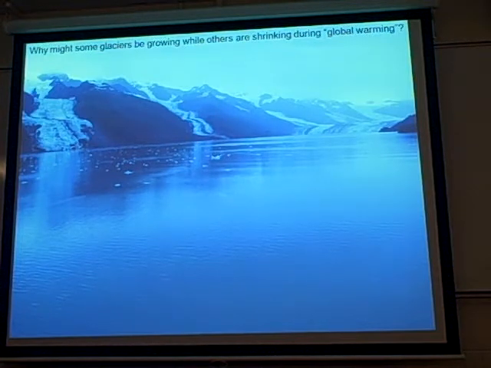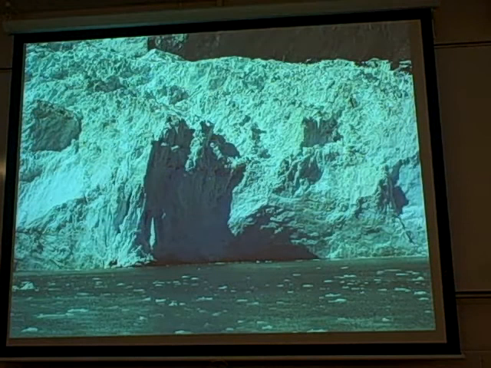So that's the question here. Why might some glaciers be growing while others are shrinking during global warming? Well, that's the interesting thing: although it looks like most of the glaciers of the world are shrinking right now, some are growing, and that's because there are areas where the air moving over that mountainside, for example, is warmer than it used to be, and thus has more moisture in it, and thus more moisture to contribute to that glacier. So there are some glaciers that are growing more than they ever have before.